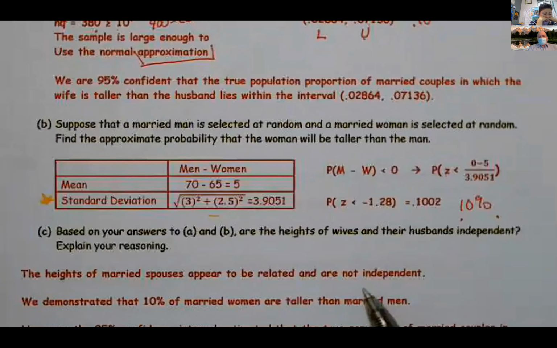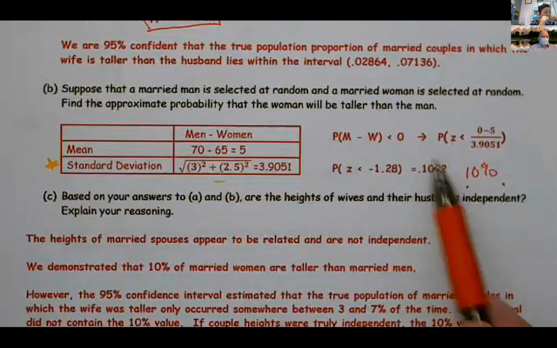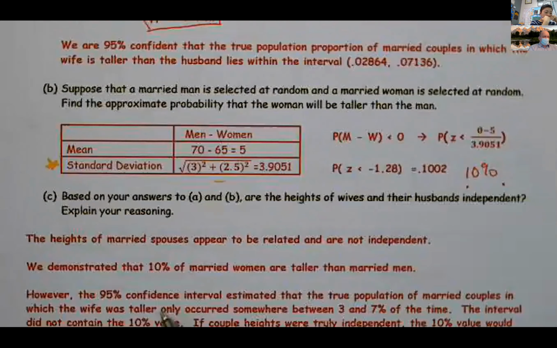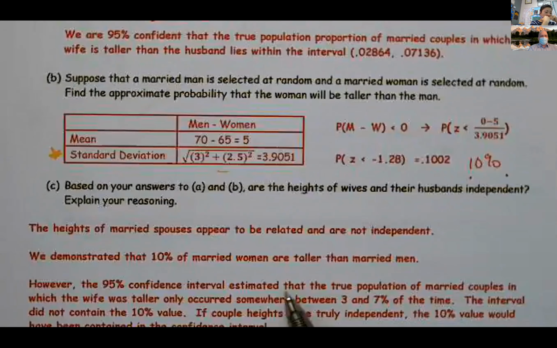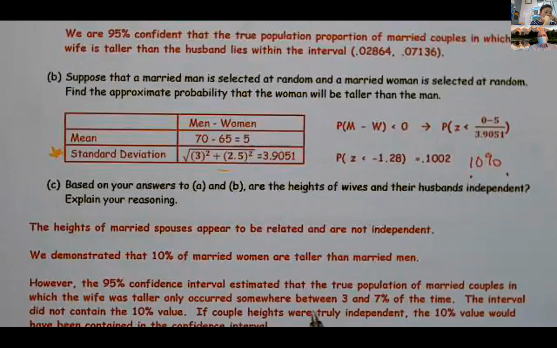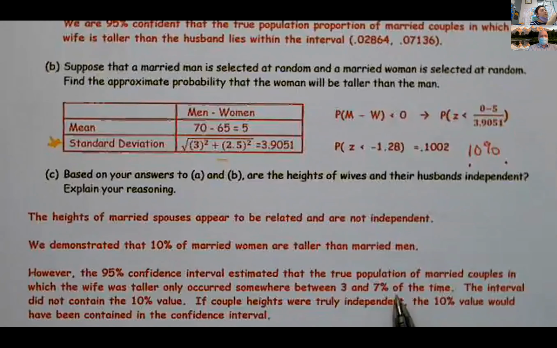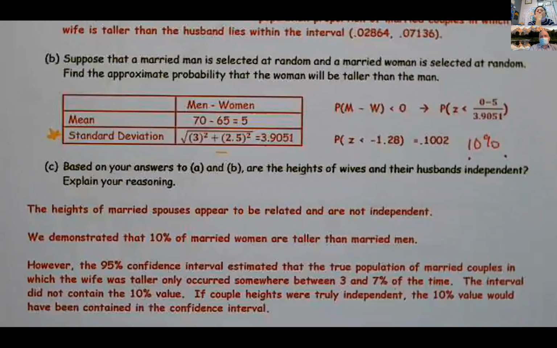Now, I made a comment. I have to back it up. We demonstrated that 10% of married women are taller than married men. We did that in part B. However, the 95% confidence interval estimated the true population of married couples in which the wife was taller only occurred between 3% and 7% of the time. The interval does not contain 10%. If couples' heights are truly independent, the 10% value would have been contained in that interval, or the interval would have been wider, one of the two.